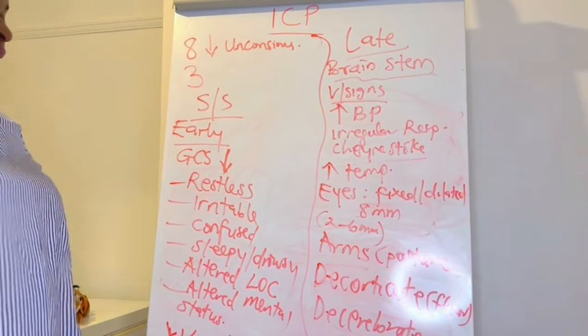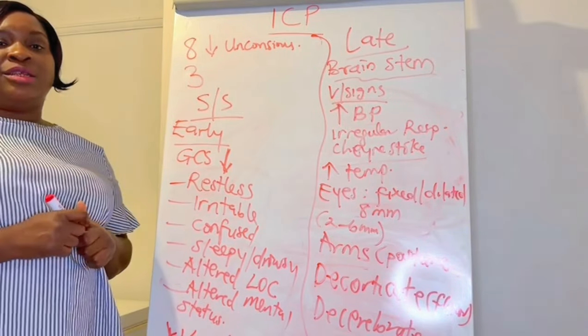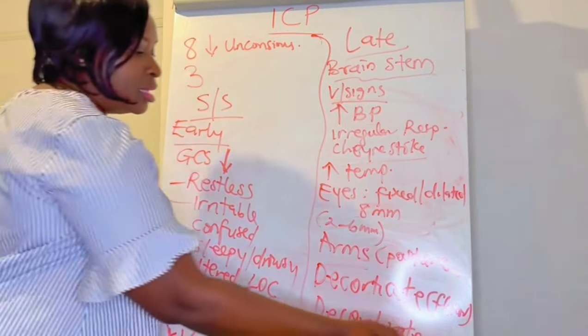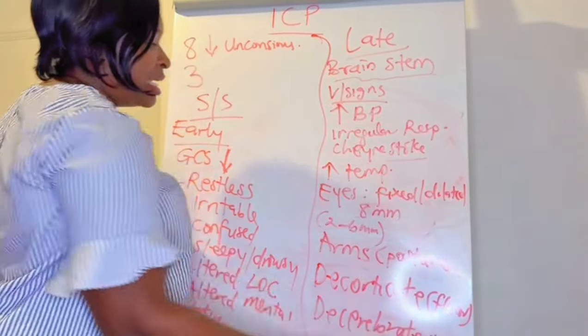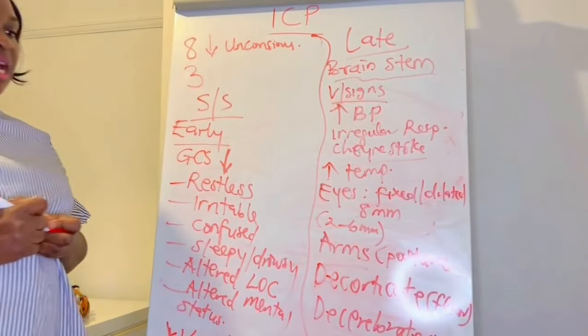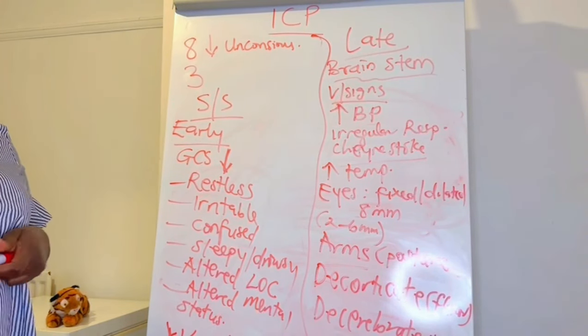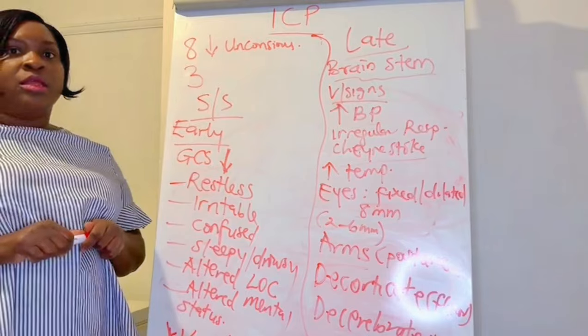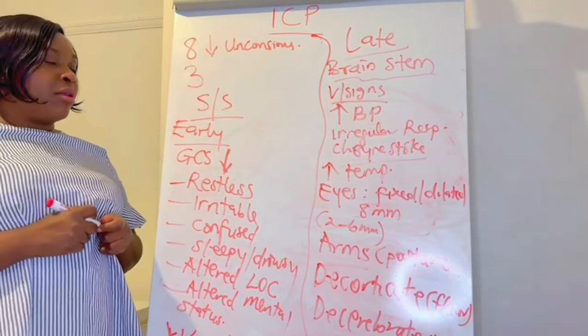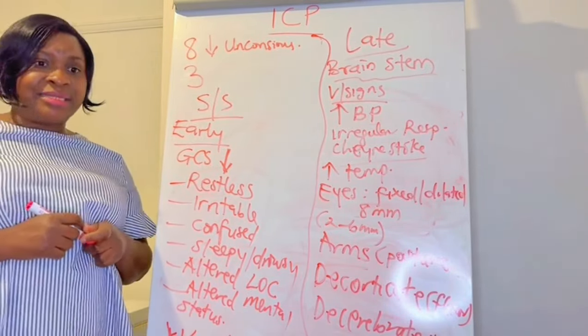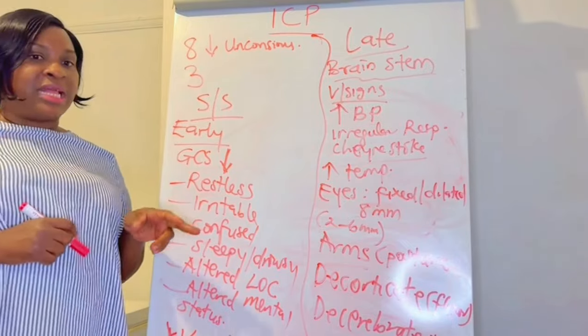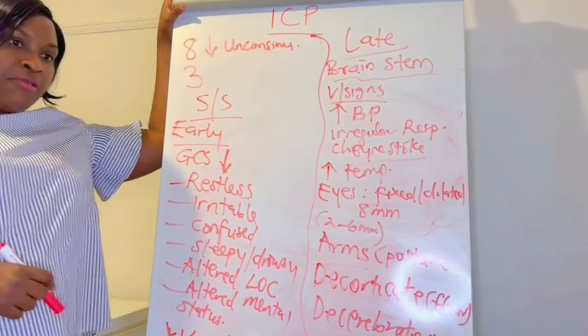So the arms are by the side. Now, which one is showing us that the brainstem is involved? The decerebrate. That is the worst one, and that's the one that's showing you that the brainstem is really involved in that injury to the cranium. Okay, so it shows that the intracranial pressure has increased so much, and the brainstem is now very much involved.